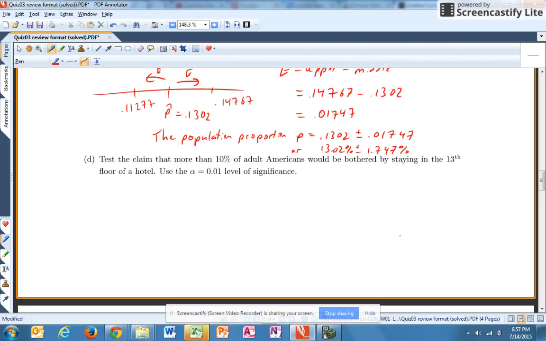Last part, let's do a hypothesis test. Test the claim that more than 10% of adult Americans would be bothered by staying on the 13th floor of a hotel. I need a null hypothesis. I'm testing that more than 10%. So my null hypothesis is that P is 10%, or as a decimal 0.1. My alternate hypothesis, what I'm trying to figure out is is it more than that? So is P greater than 0.1?